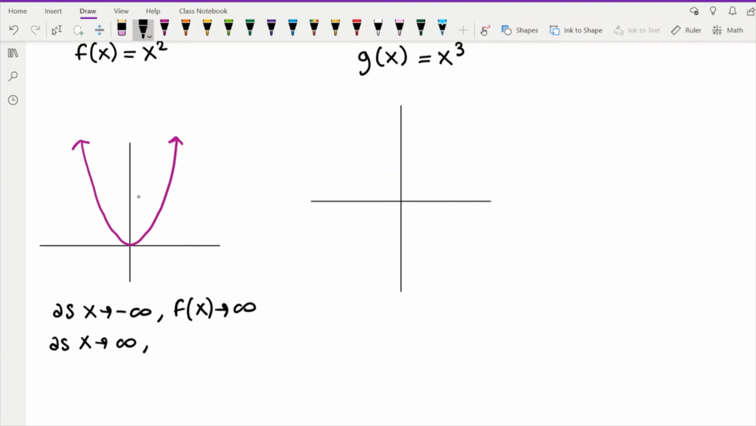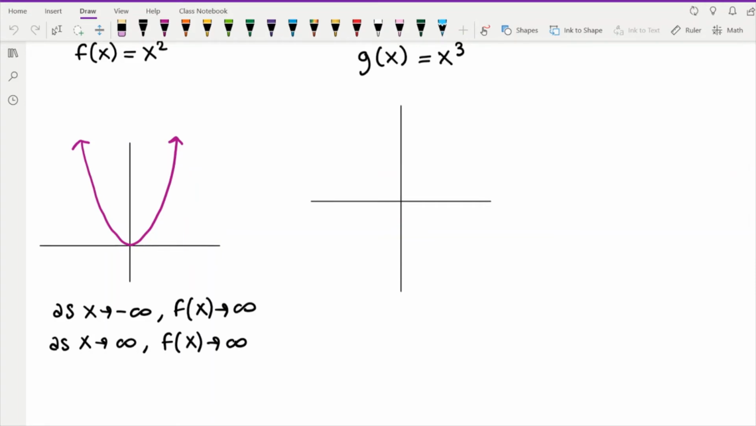Similarly, if we plug in a value further to the right, so if we go further and further to the right, what's happening to the outputs? Well, the outputs are still going upward. So as x approaches infinity, f of x also approaches infinity.